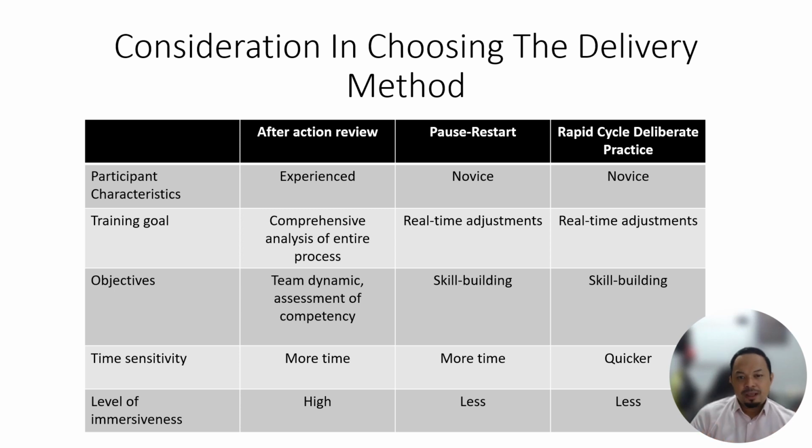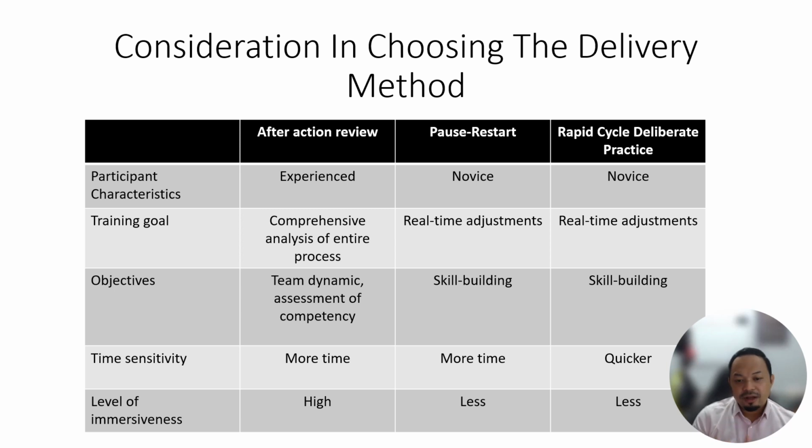In terms of time, you consider the urgency and time available for the review and improvement process. If you have more time, go for after action review. If you have more time, go for pause restart, because during that pause you can have a debriefing session. In after action review, towards the end, you have good time for debriefing. Whereas rapid cycle deliberate practice is quicker, so there will be a short time.